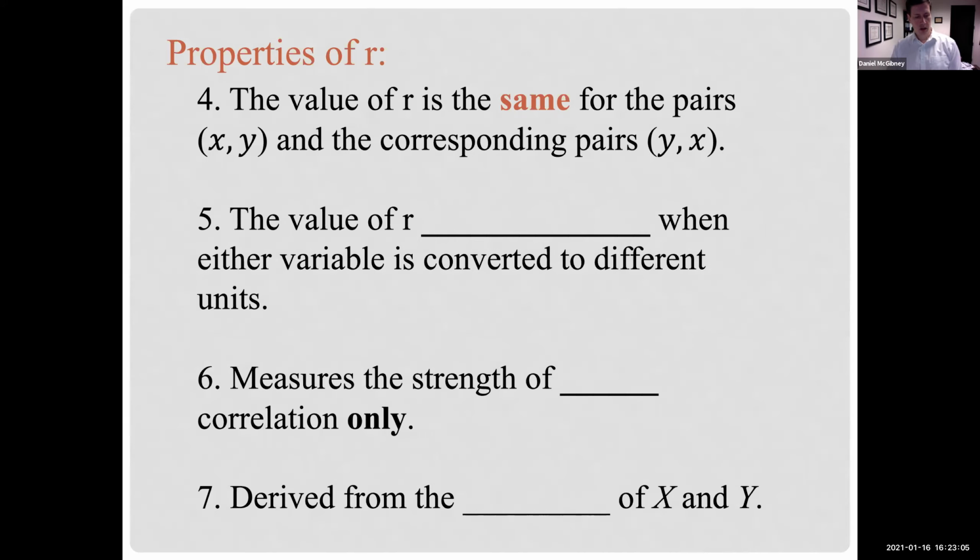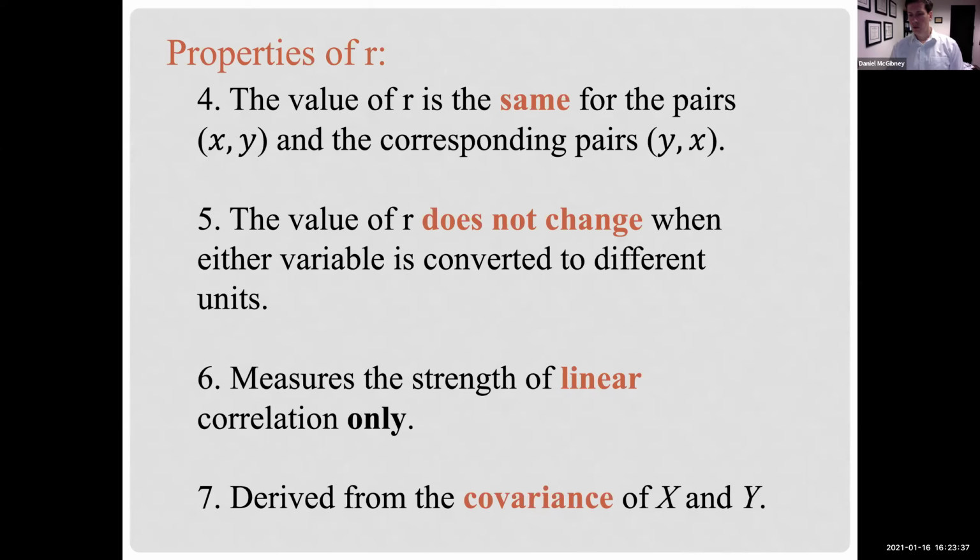Now, the value of R also doesn't change when either variable is converted to different units. Property 6 states the correlation coefficient measures the strength of linear correlation only. And lastly, it is derived from the covariance of x and y. So the correlation coefficient is actually a scaled version of the covariance, and thus it is unitless.